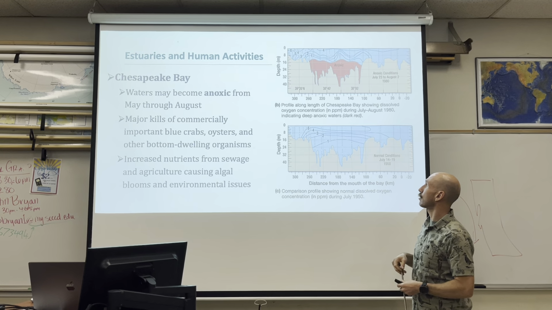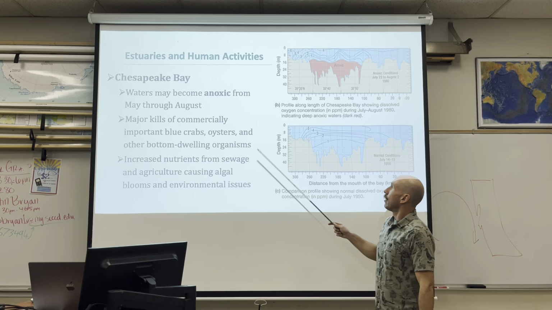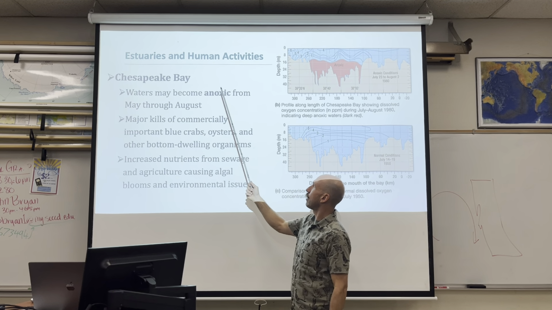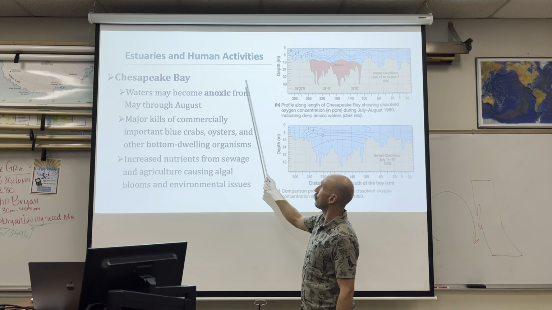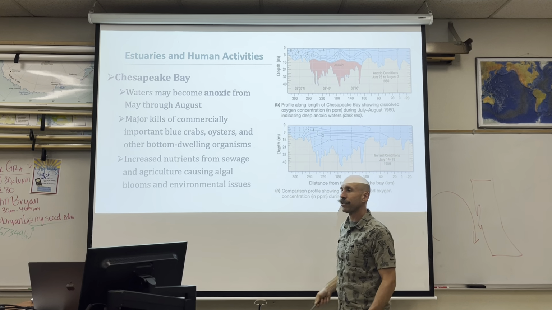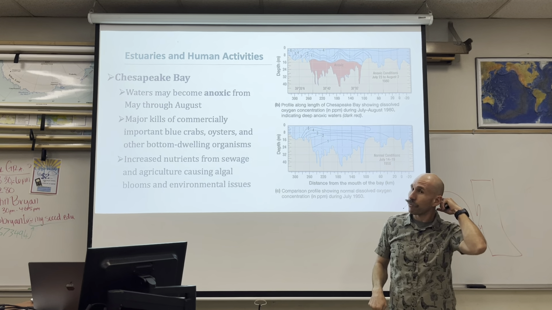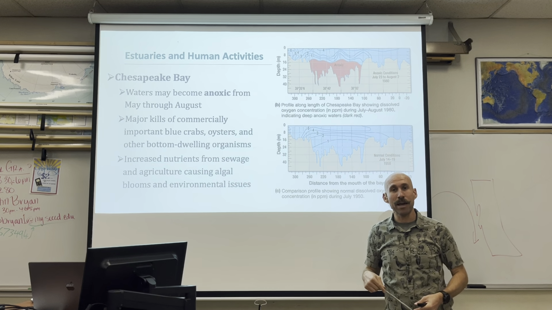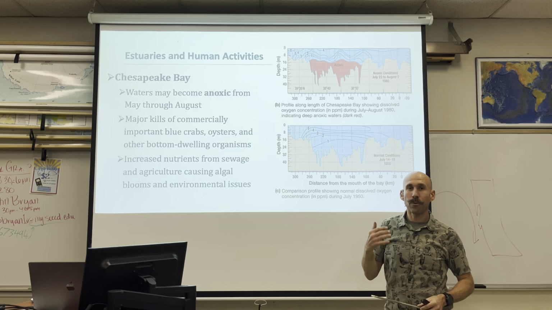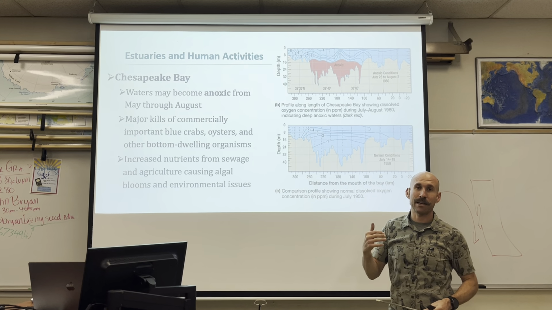Awful. Dead zones. And so from May to August, when river water starts to slow down, we get anoxic conditions that are killing marine life. In the case of the Chesapeake Bay, specifically, the oyster populations are decimated in decline.